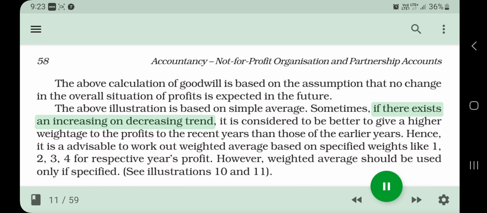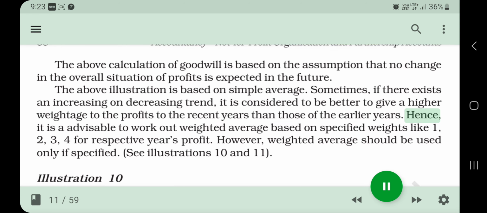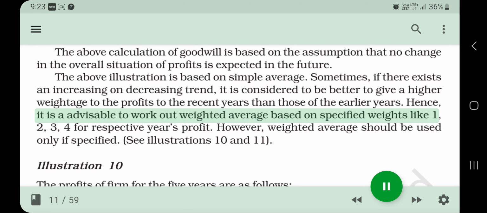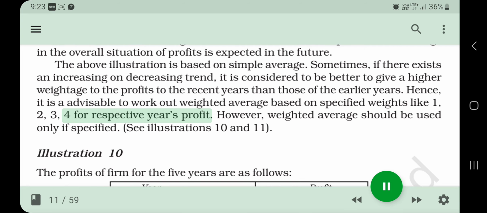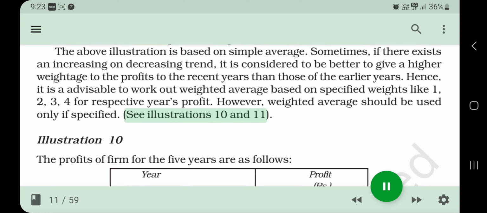Sometimes, if there exists an increasing or decreasing trend, it is considered to be better to give a higher weightage to the profits of recent years than those of the earlier years. Hence, it is advisable to work out weighted average based on specified weights like 1, 2, 3, 4 for respective year's profit. However, weighted average should be used only if specified. See illustrations 10 and 11.